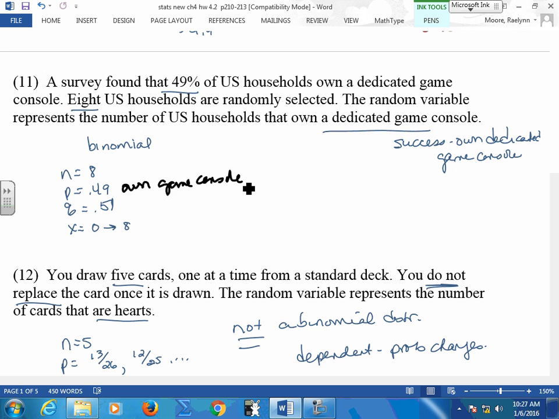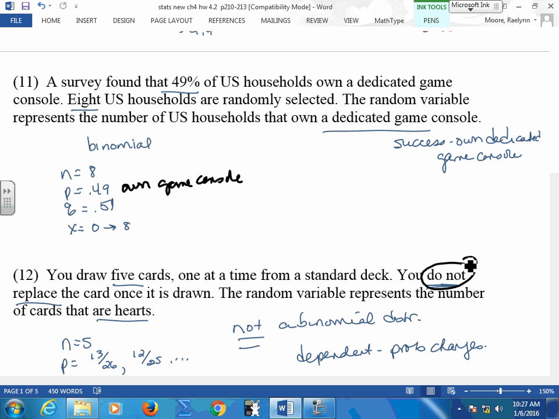Number 12, you draw 5 cards one at a time. You do not replace the card once it's drawn. What happens with probabilities when you don't replace? They change. So how could I make this a binomial? Just replace it. All I have to do is replace it.